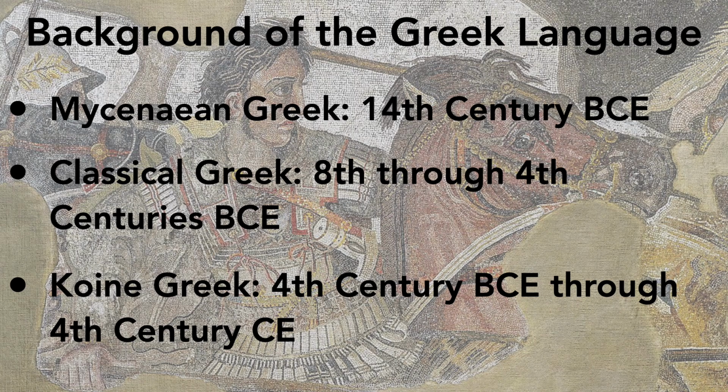And then from about the 4th century CE until about the 15th century, Byzantine Greek catches on, and then from about the 15th century to the modern day, modern Greek, what people speak in Greece today, is the language that really catches on. So let's talk about the alphabet.